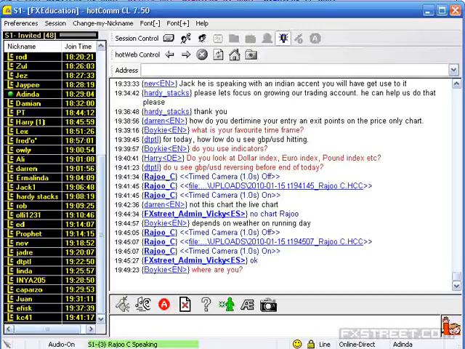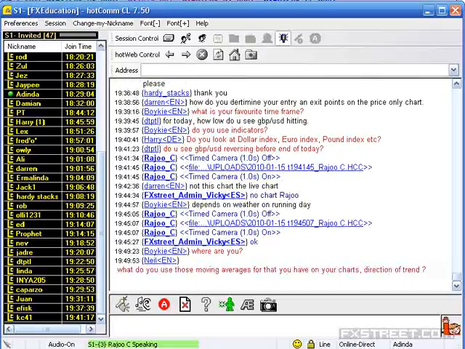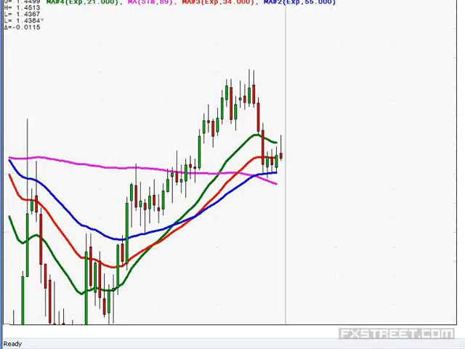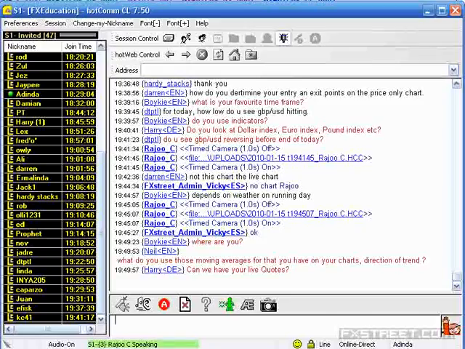The next question is, do you see pound USD reverse before end of the day? I told you earlier on, I do not see the pound weakening that much compared to other crosses, right? So if you are looking to short pound, be extra careful, right? Okay, I think that's it.